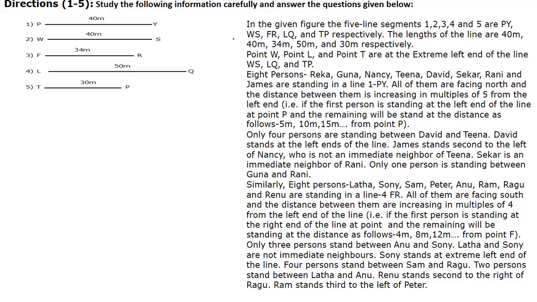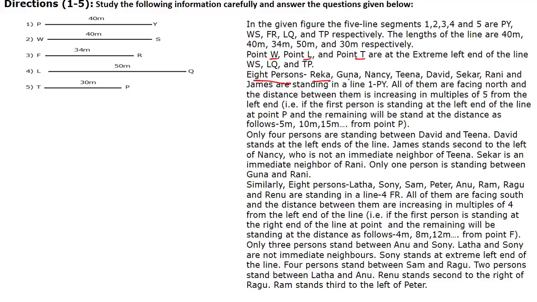Alright, let us see the next line. So point W, point L and point T are at the extreme end of the lines WS, LQ and TP. So point W, point L and point T, these are the 3 points which are at the extreme left end of this line and this line and this line. Okay, so WS, LQ and TP. Alright, so this is one more piece of information. So the next information, let us see it.